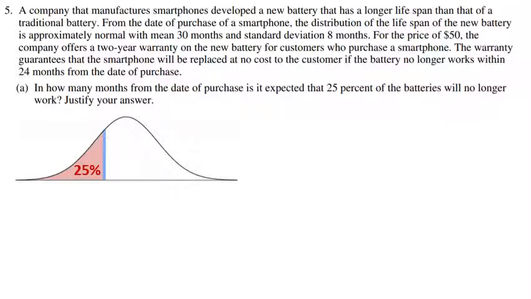Okay, so we know that we're dealing with something like this normal curve, and 25% will be on the left side of it, right? Because at some point, where the blue vertical line is, the battery stops working. So how many will stop at that point?